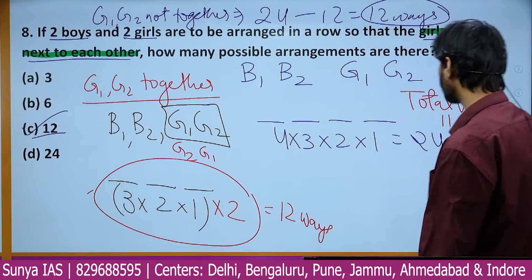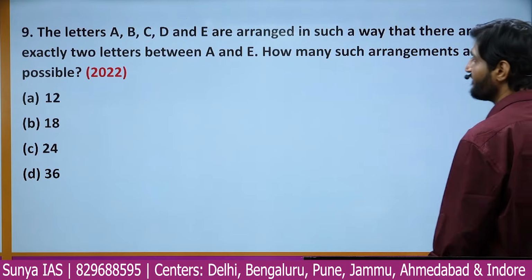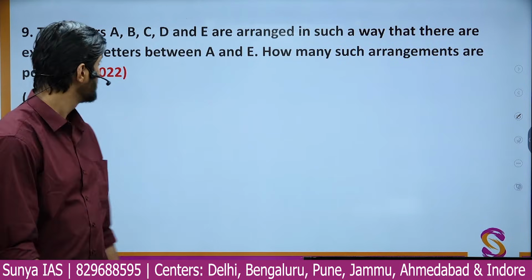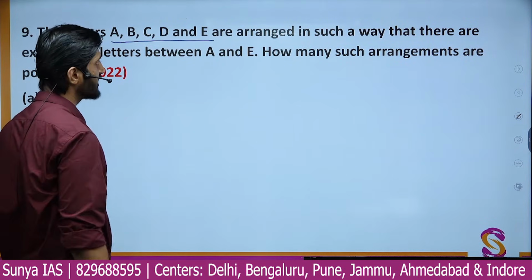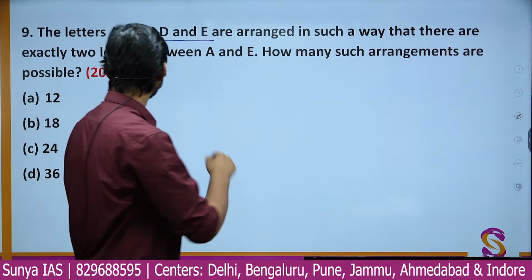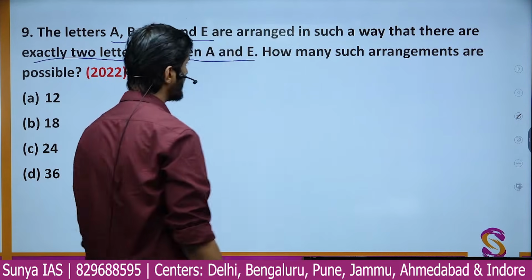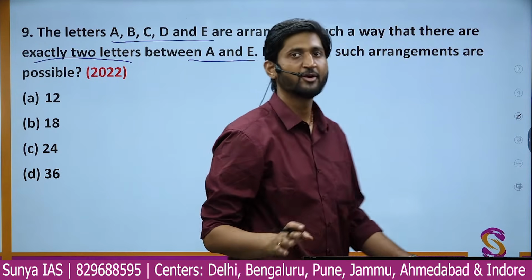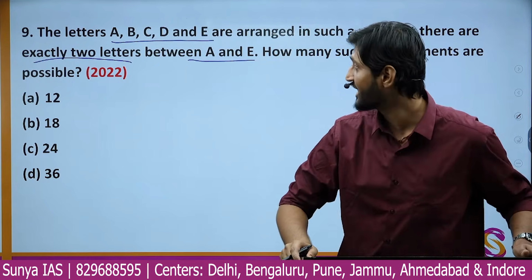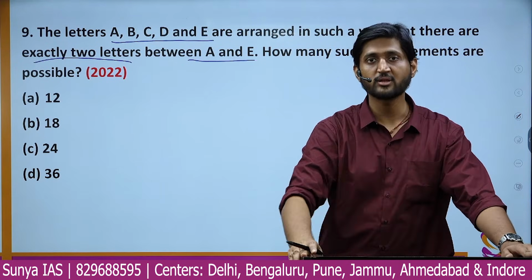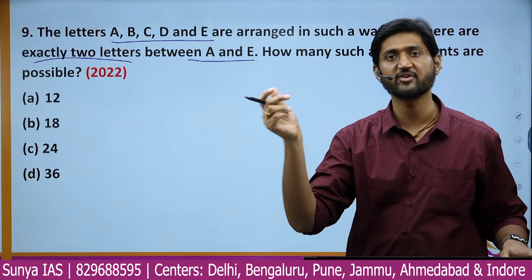Okay. Moving on now to the next question. We have this question number 9. It says the letters A, B, C, D and E are arranged in such a way that there are exactly 2 letters between A and E. And how many such arrangements are possible? It is saying now that we are arranging the 5 letters in such a way that there are always exactly 2 letters between A and E.